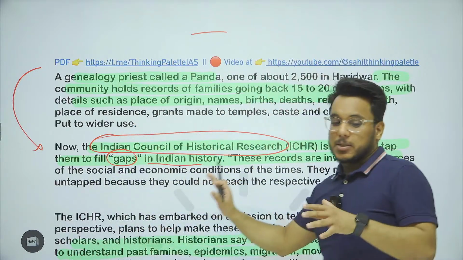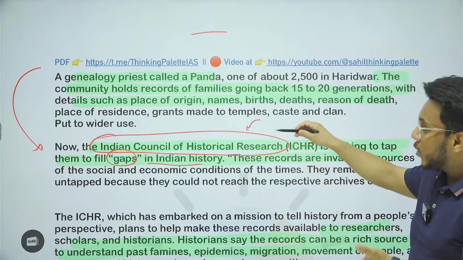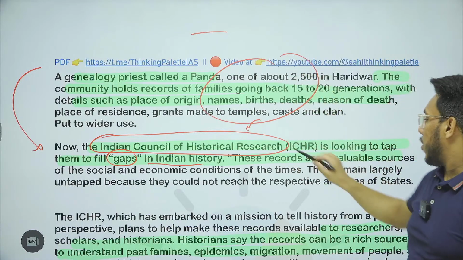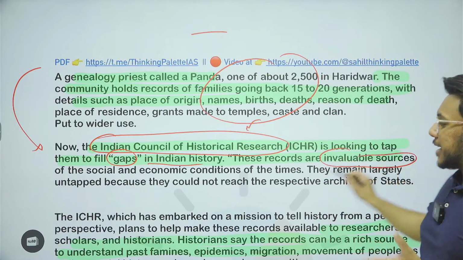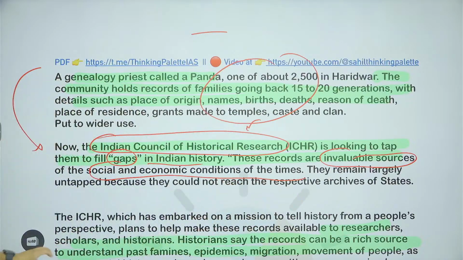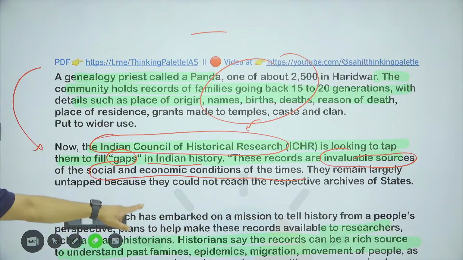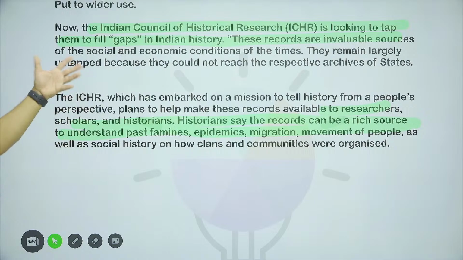So from people's perspective, the history will be shed light on, and ICHR is going to use these particular genealogy records, and these records are being called invaluable sources for socio and economic conditions of the times. Now many of these records up till now have not been tapped properly. They have not reached the archives of the State Department. So now the history reading, history recalling will be made effective by including this particular kind of proof also. Okay, so this is all guys about it.